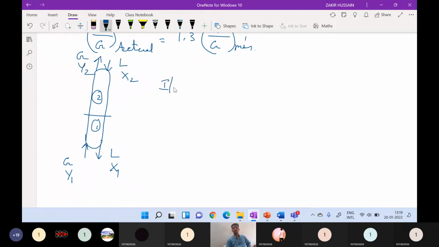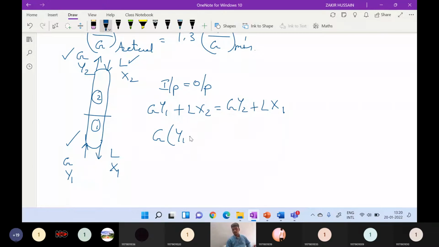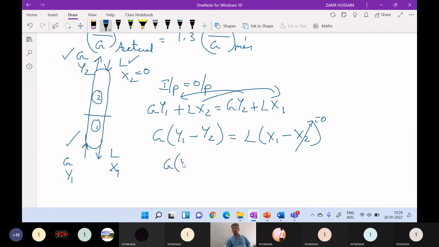We know the general mass balance equation without chemical reaction, at steady state, is sum of the inputs equal to sum of the outputs. So one input is G into Y1 plus another input is L into X2 for the solute, equal to one output G into Y2 plus another output L into X1. Therefore, all the G variables we can separate on one side: G into (Y1 minus Y2), and L into (X1 minus X2). We already know X2 we are considering as a pure solvent, so X2 is equal to 0. Therefore, G into (Y1 minus Y2) is equal to L into X1.